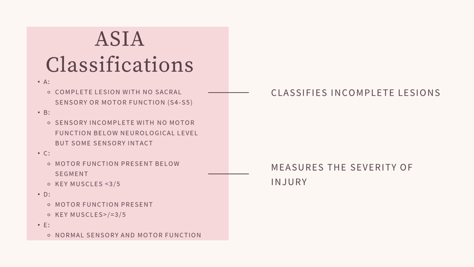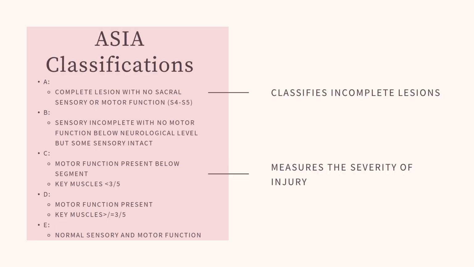Then we go into ASIA D. Again, this is motor incomplete. So some of the areas that have motor function below the level of injury are present. And with ASIA D, those key muscles can be a 3 out of 5 or greater. So this patient, again, has a lot more room for recovery because they still have the sensation and the muscle strength greater than a 3 out of 5 in those key muscles under the level of the injury.